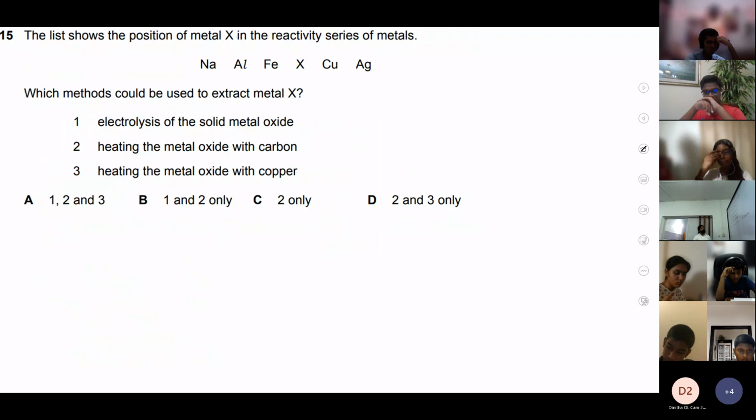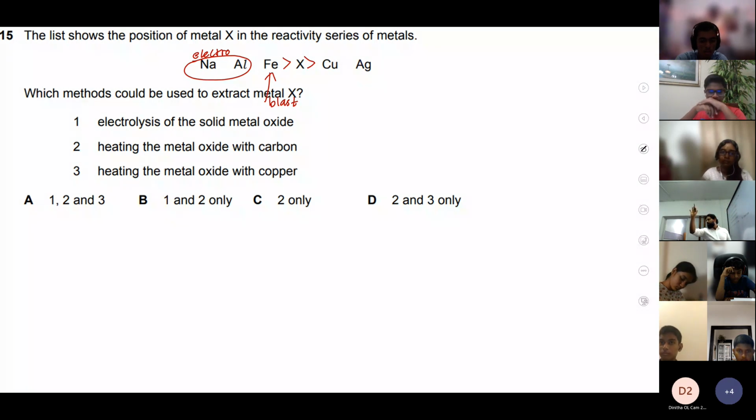Right, next one. The list shows a portion of metal. All right, so it's less reactive than iron, more reactive than copper. So these two electrolyses, when you are going to extract it, this fellow blast furnace. So anything below can be blast furnace, right?